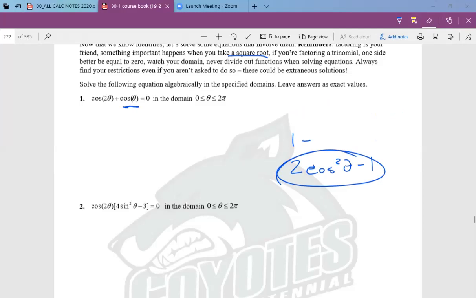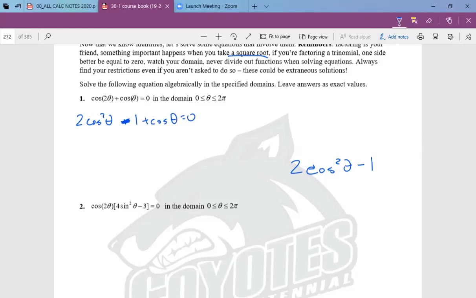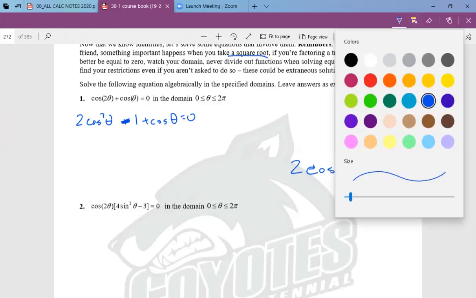And so let's do that. Let's use that third one, and we're going to make that first term equal to 2 cos squared theta minus 1 plus cos theta equals 0. So there's our first step. We've replaced cos 2 theta. Now everything is just in terms of cos theta. We can now proceed to factor.